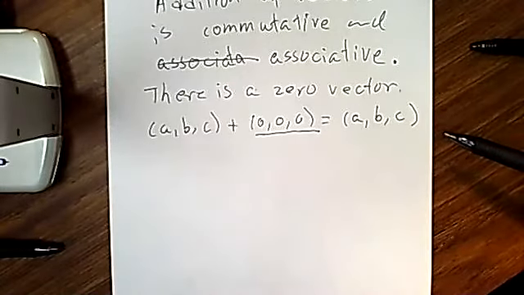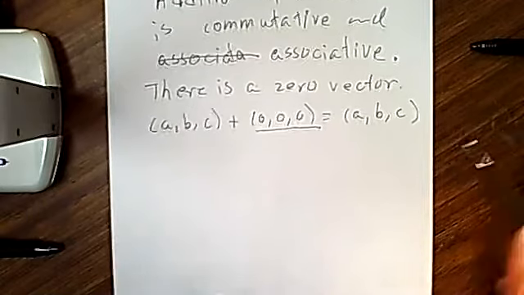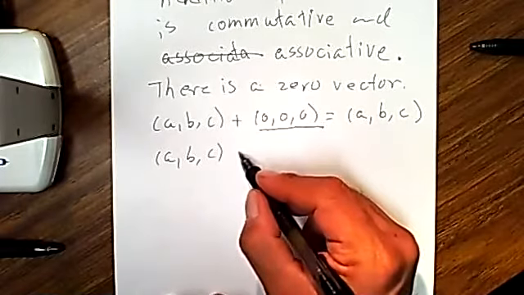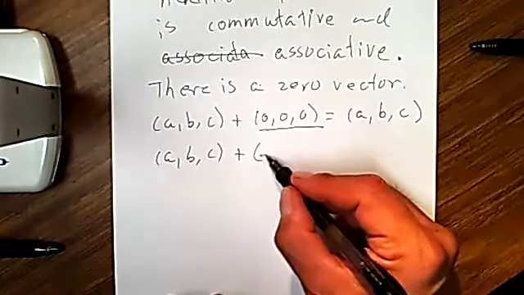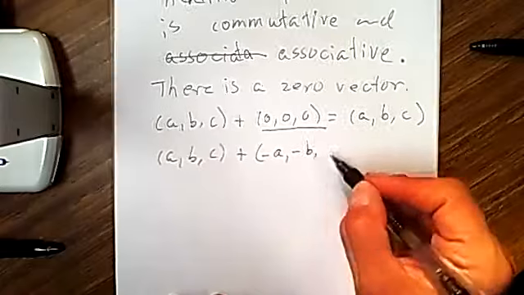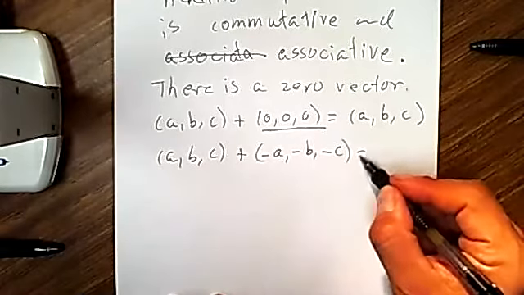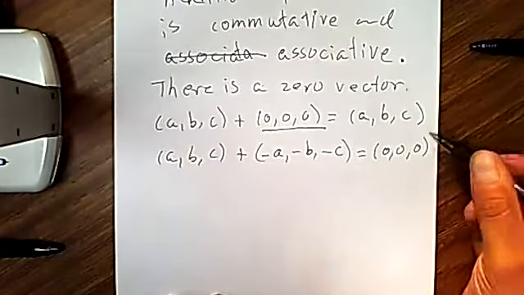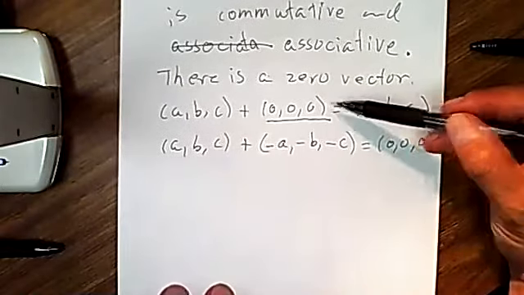Every vector has an opposite. So if you have A, B, C, there is another vector, namely -A, -B, -C, that gives us the neutral vector, the zero vector.